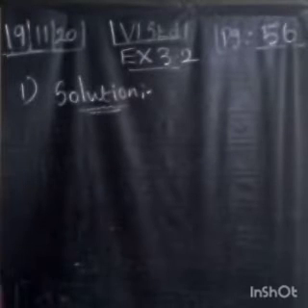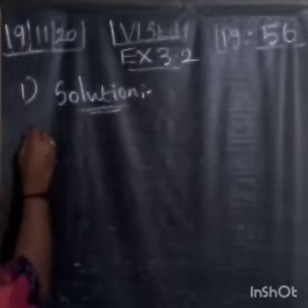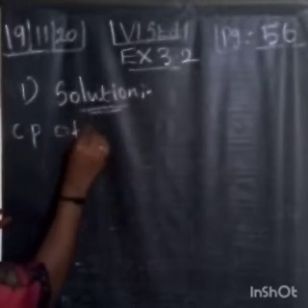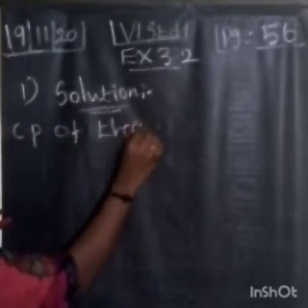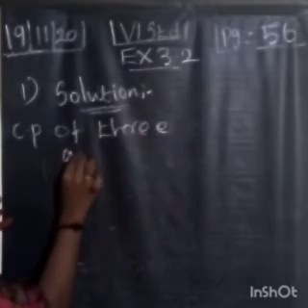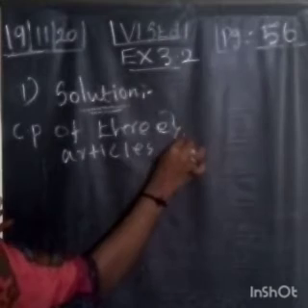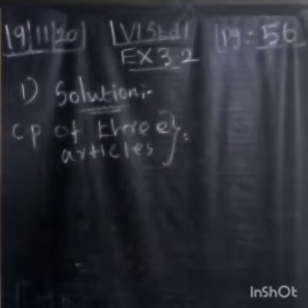Problem: they are given a shopkeeper buys 3 articles. So here they are given the cost price value. So cost price equal to cost price of 3 articles, rupees 325, 450 and 510.